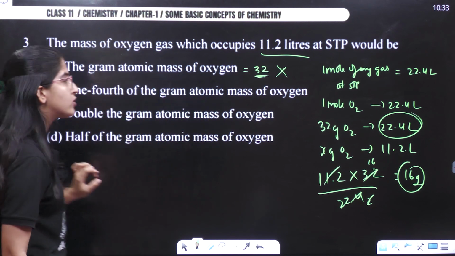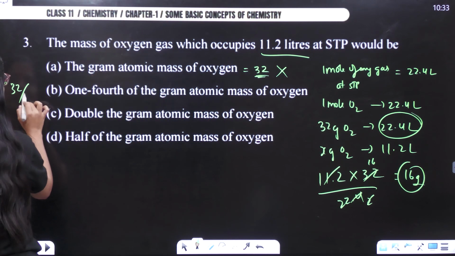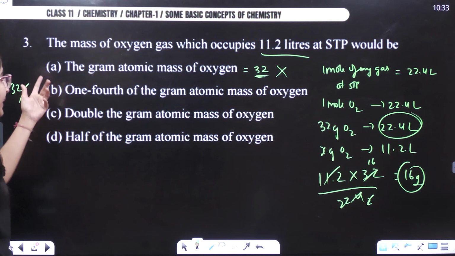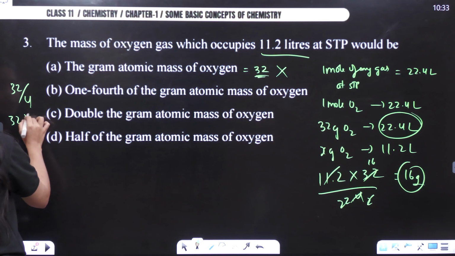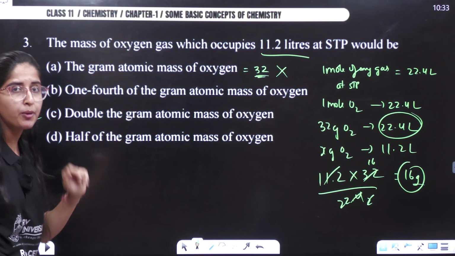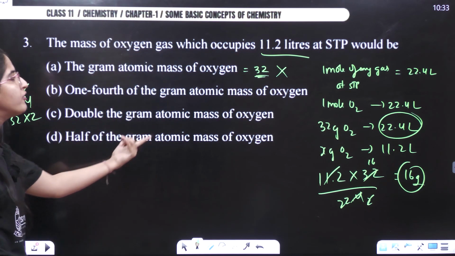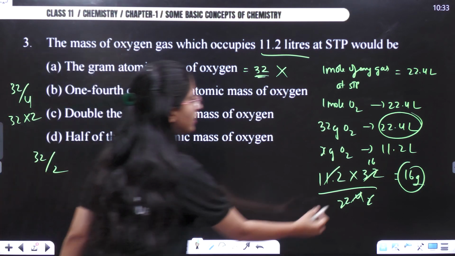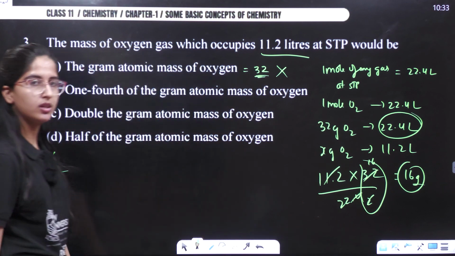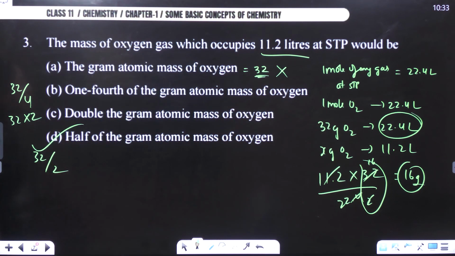One-fourth gram atomic mass of oxygen, that is 32 divided by 4. No, it is wrong. Double the gram atomic mass of oxygen says 32 into 2 grams will occupy 11.2 liters. No. Half of the gram atomic mass, that is 32 divided by 2, we already got here. So the correct option will be option number D.